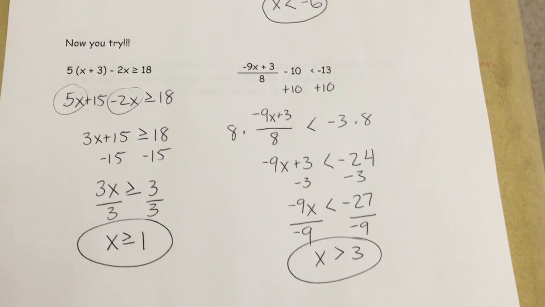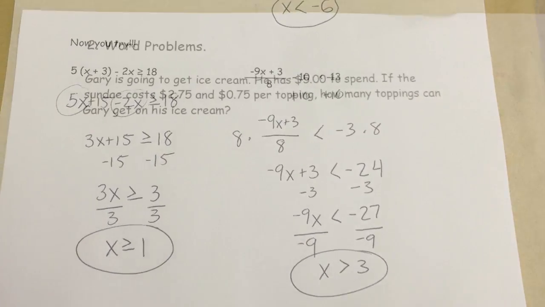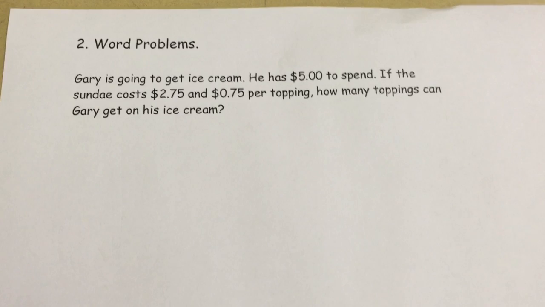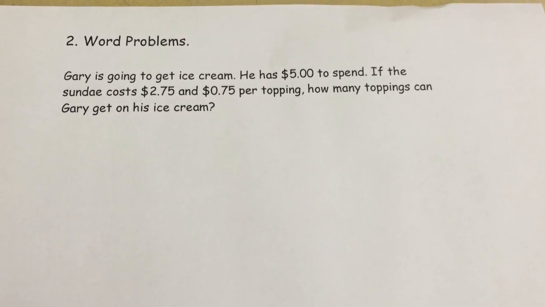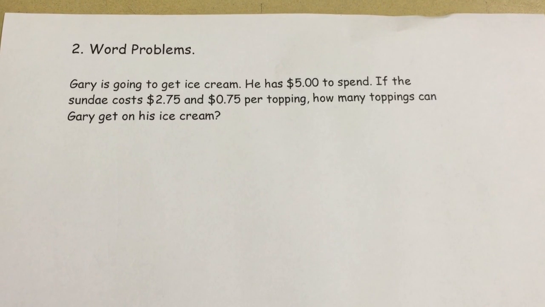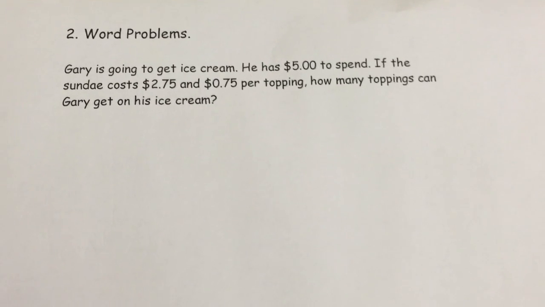Okay? So what we're going to do next is look at how to solve inequality word problems. So our situation is Gary's going to get ice cream. He has $5 to spend. If the sundae costs $2.75 and 75 cents per topping, how many toppings can Gary get on his ice cream?